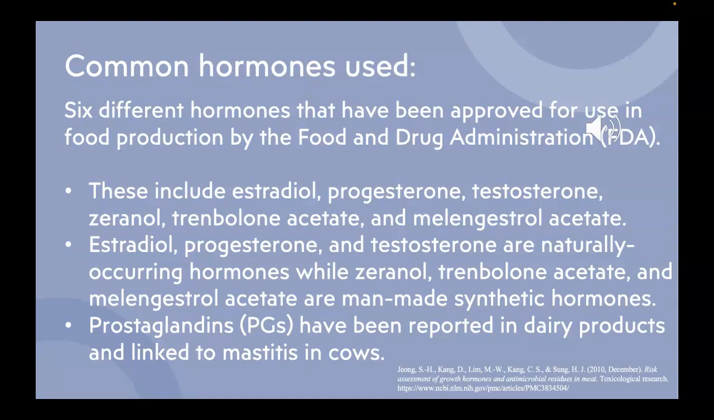Prostaglandins have been reported in dairy products and are linked to mastitis in cows. And mastitis is an inflammation of breast tissue, and this can sometimes lead to an infection. And prostaglandins are also bad for humans, as excessive levels of these prostaglandins can cause chronic pain, painful menstruation, etc.